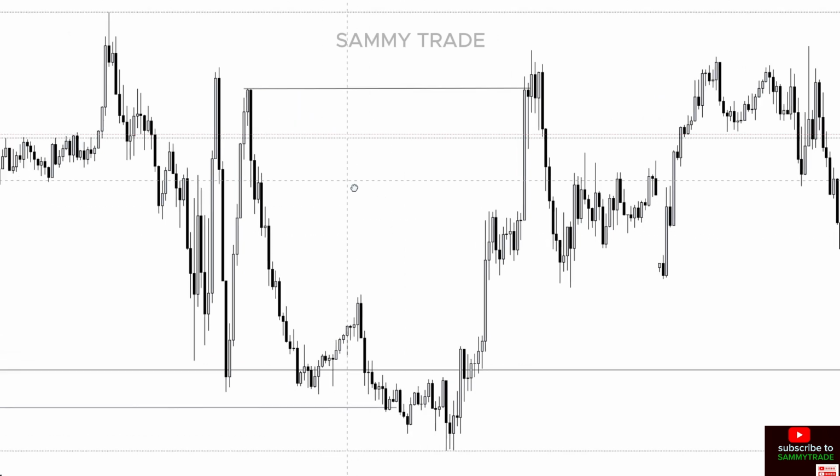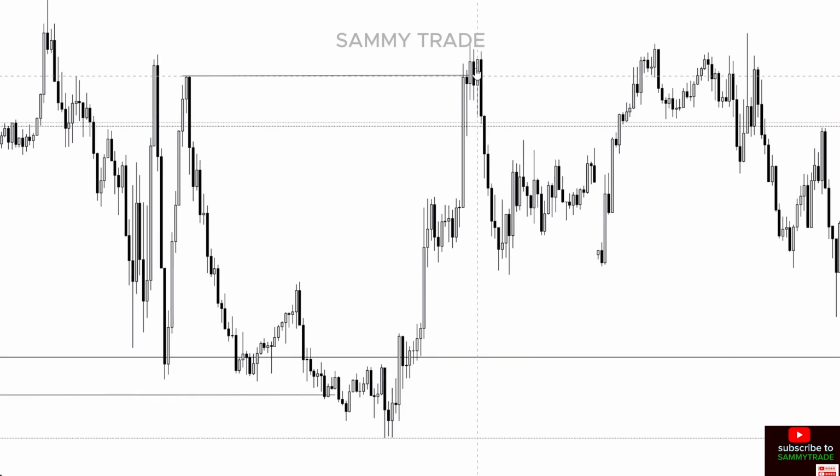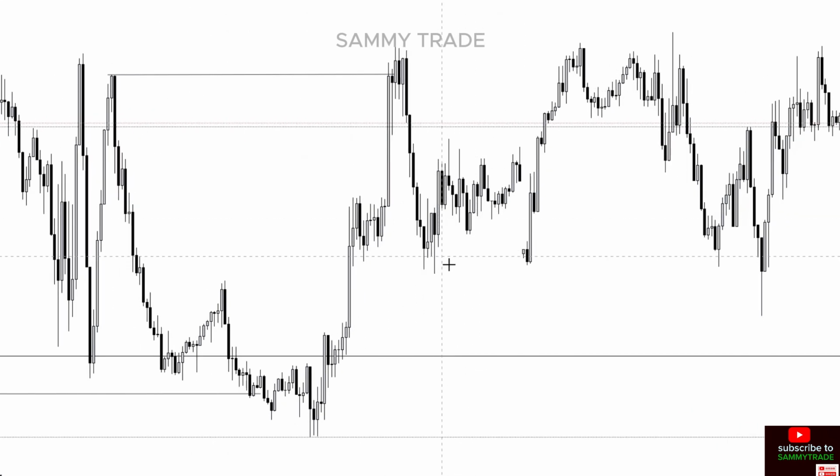All right, so at this point where I have that shift of structure, like I said, two things will happen. Either this is a liquidity sweep or this is a shift of structure right here. After I saw price, a candlestick, closing above our lower high at this point, I also saw this. This is like a double bottom, like I have shown you guys on the first trade.